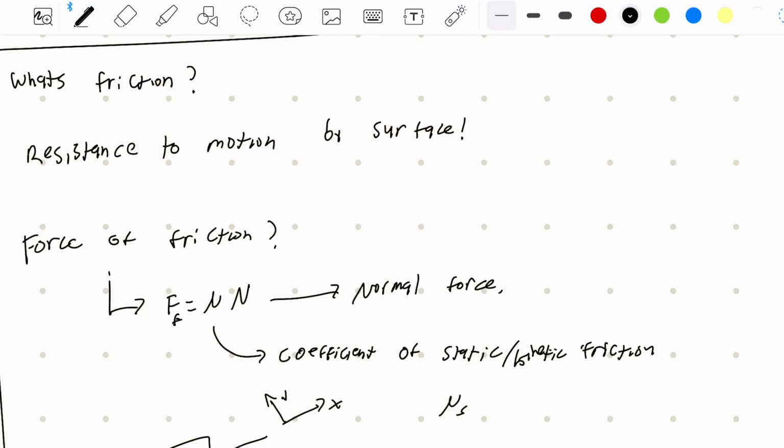Okay, welcome back to part two of forces, where today we're going to be talking about a few extra forces that you'll see within Physics 1. So the first one that you'll see is the force of friction.